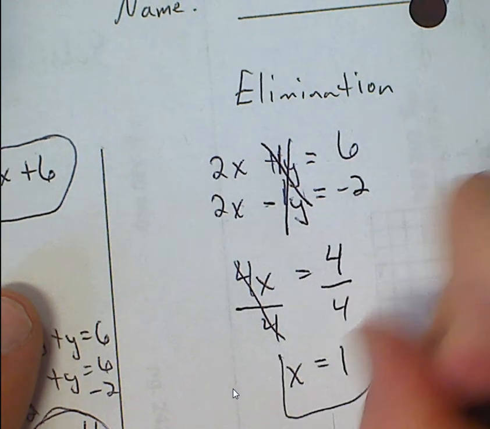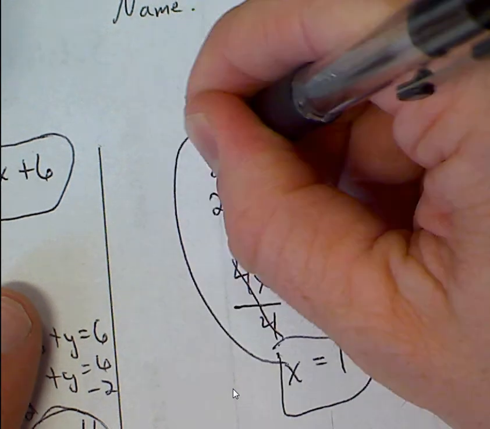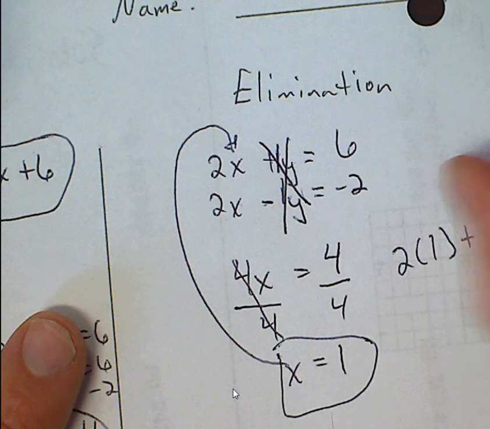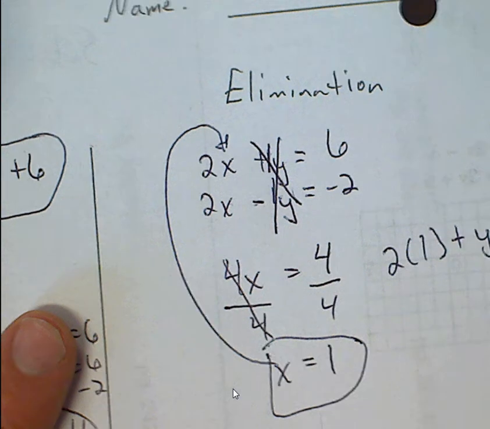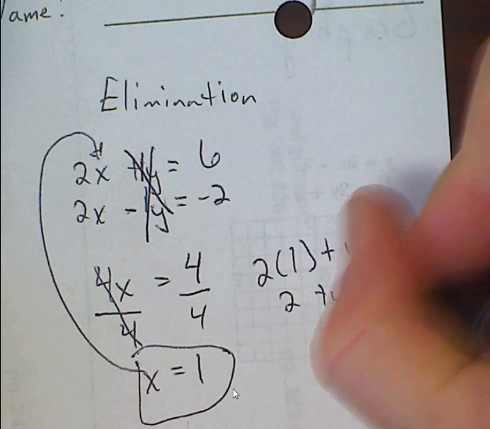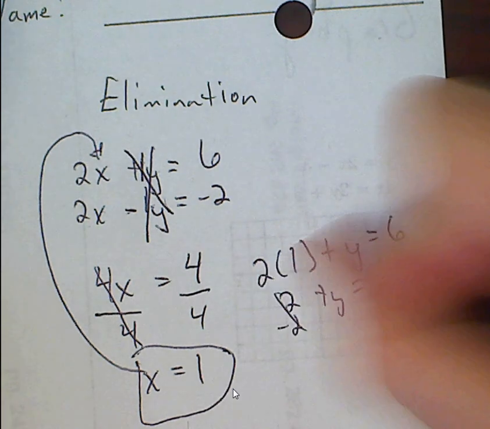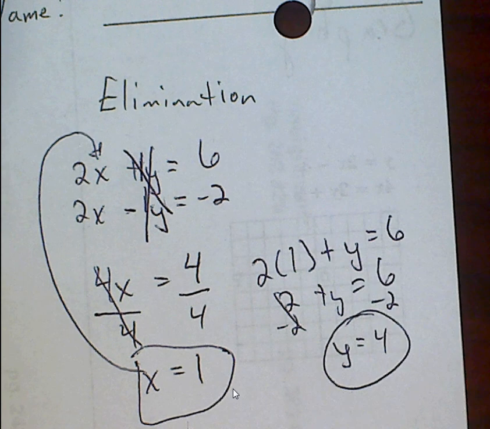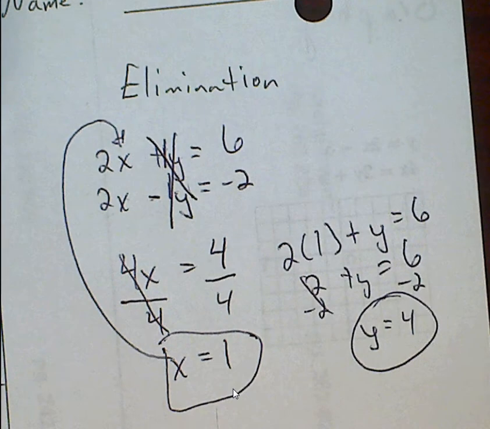If x equals 1, I take my 1 and I plug it back into my equation. 2 times 1 plus y equals 6. 2 plus y equals 6. Minus 2, y equals 4. I got the same thing as my other ones. 3 different methods, same answer.